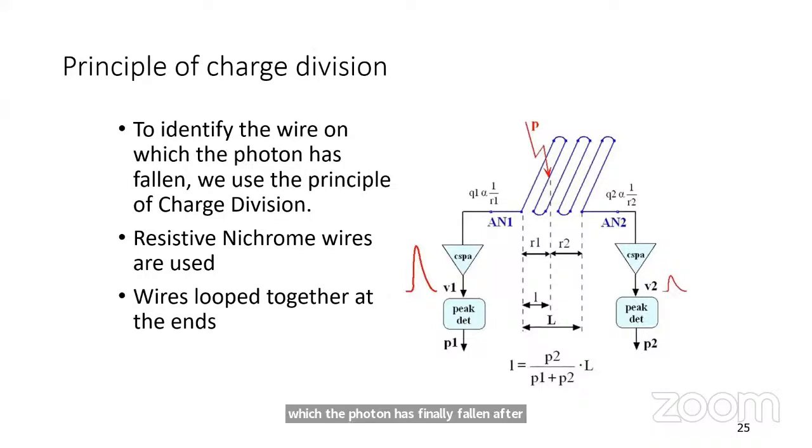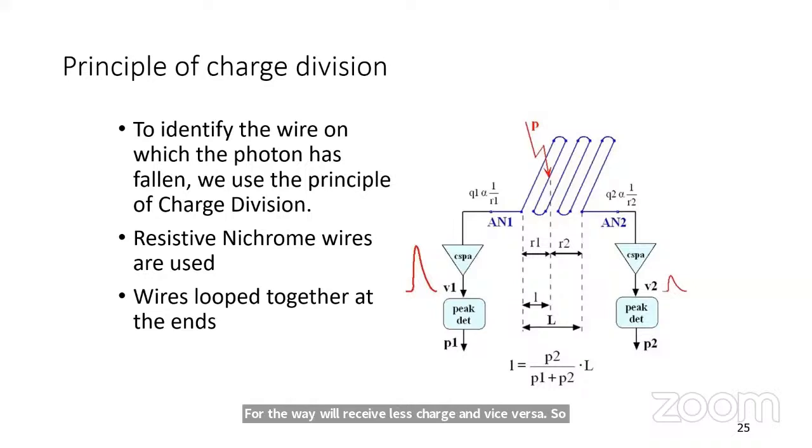I have taken one such wire. This one wire is taken here. To identify the wire on which the photon has fallen, we use the principle of something called charge division. These anode wires are resistive nichrome wires, and all the wires are looped together at the ends. The photon absorbed in one cell of the detector causes the deposition of charge on the corresponding anode wire, as shown in this figure. This charge will split and flow towards the two ends of the wire. This splitting of charge will occur in such a way that the end of the anode which is farther away, which provides higher resistance to the flow of charge, will receive less charge and vice versa.